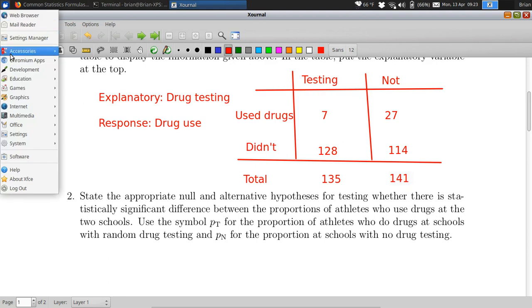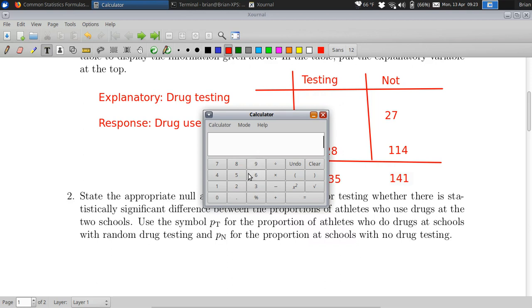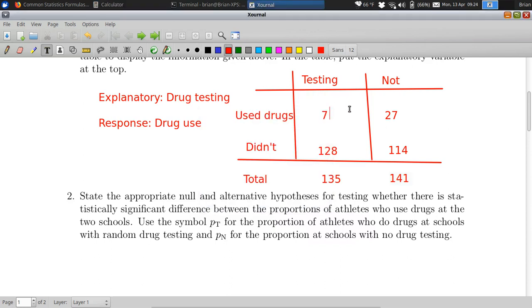By the way, before I do the hypothesis test, I should probably pull up a calculator and actually calculate what the two percentages actually are. So let's see, what is 7 out of 135? No, that's wrong. Clear that. 7 divided by 135 is 5%. Okay, so that's about 5.1%.